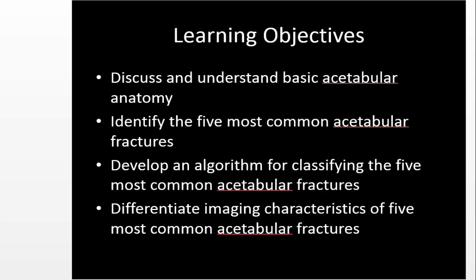I hope what we've done here today is discuss and understand basic acetabular anatomy, remembering that the acetabulum, when you look at it on the frontal view, represents the Greek letter lambda. The anterior column is much bigger than the posterior column. We talked about the 5 most common types of acetabular fractures, which include the both column fracture, the T-shaped fracture, the transverse with posterior wall, and the isolated posterior wall fracture. We developed an algorithm to classify those 5 most common types of acetabular fractures, which is very important when you're evaluating acetabular fractures. Then we talked about the imaging characteristics that differentiate the types of acetabular fractures, knowing that a fracture that goes in the coronal plane at the acetabular roof is indicative of a both column fracture, but a fracture that goes in the sagittal oblique plane on CT is more indicative of a transverse or a T-shaped fracture.